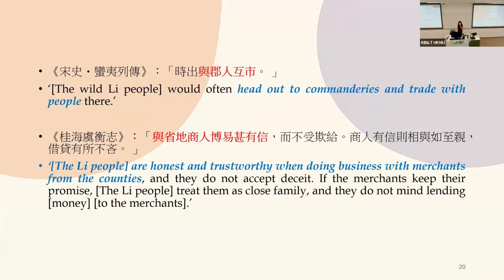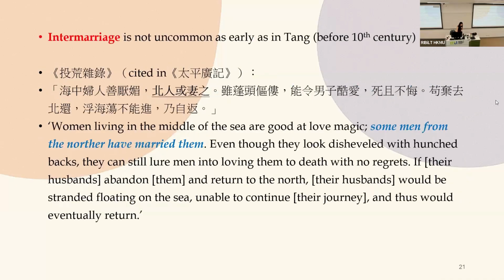And there is a following passage in the Guihai Yuhengzhi right after where I cut off. It's very interesting. You see here, it says the Li people treat them as close family and they do not mind lending money to the merchants. And the following passage says, but if you betray them, if you try to deceive them, they will follow you to your house, they will kidnap you and ask for a large ransom. And if you don't pay the large ransom, they're going to kill you. So a very, very interesting and very first-hand account of interaction with the Li people at the time.